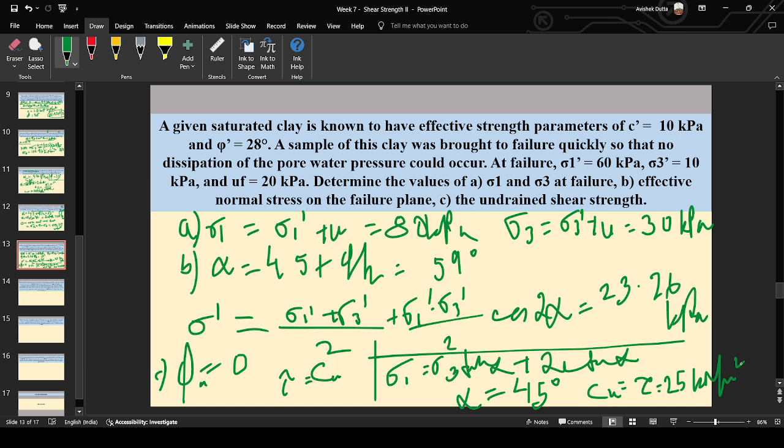The main takeaway from this sum is that for undrained shear strength, the value of phi u, the undrained friction, is 0, from which the value of alpha becomes 45 degrees. Now tau equals Cu because phi equals 0, and hence using the equation sigma 1 equals sigma 3 tan square alpha plus 2c tan alpha, we can find the value of c, which equals Cu, the undrained cohesion, which equals tau, the undrained shear strength. Here the value is 25 kilonewton per meter square or kilopascal. Next question.